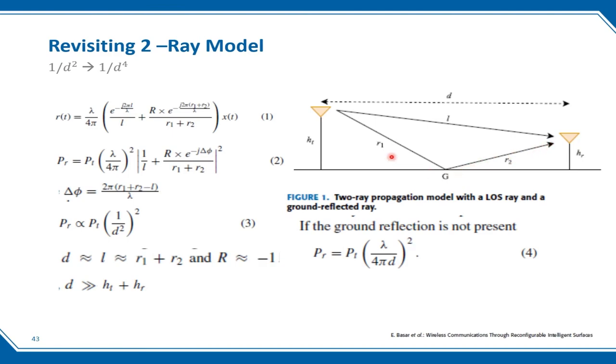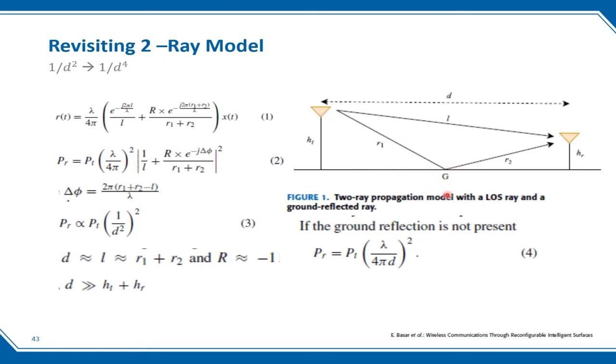and then the reflected path is R2. If we look at the phase difference for these two paths, the phase difference is largely 2 pi (R1 plus R2 minus L) upon lambda. And if we look at a very large distance, when the transmitter and receiver are very widely spaced, and typically D is similar to L, which is similar to R1 plus R2, we can come to a simplification of this description here, and we can know that the received power due to the fading in the distance, due to the reflected path, would be inversely proportional to the fourth order of the distance. So that's when you have one reflected path.